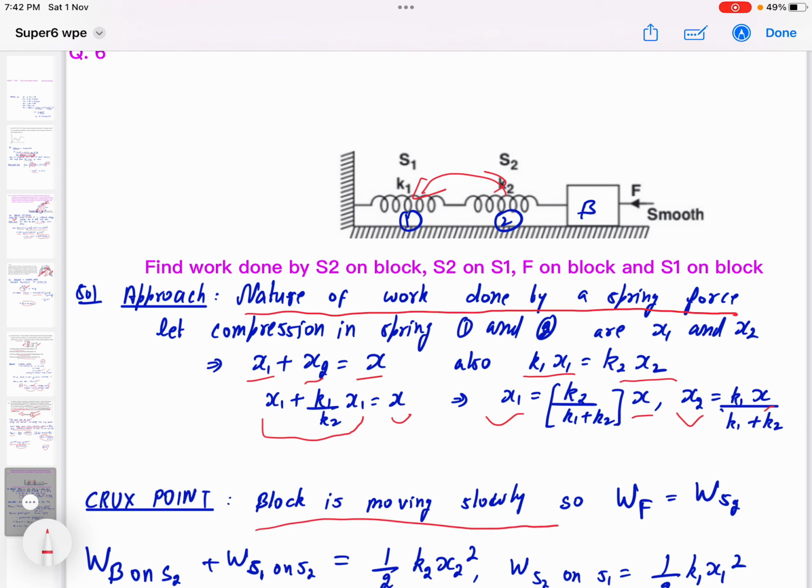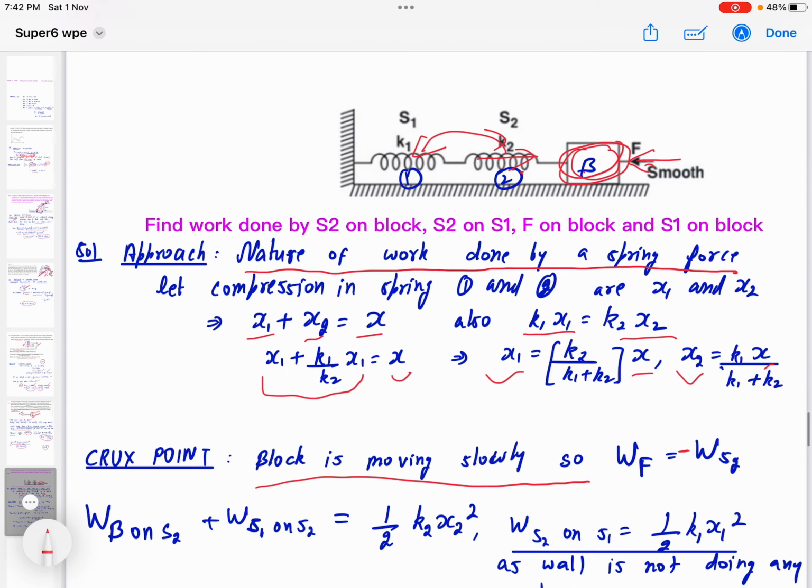Block is moving very slowly. So if block is moving very slowly, it means work done by your external agent and work done by spring S2 on block must be equal and opposite, as net work done on block should be 0. So work done by applied force must be equal in magnitude but negative. Your net work done on the block should be 0. So work done by F should be equal to negative of work done by S2.